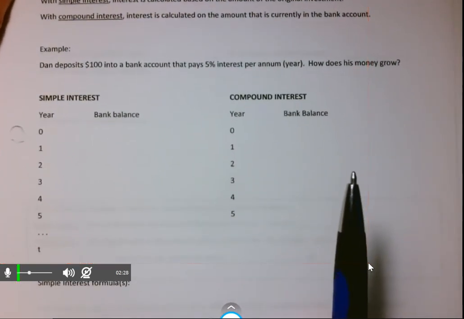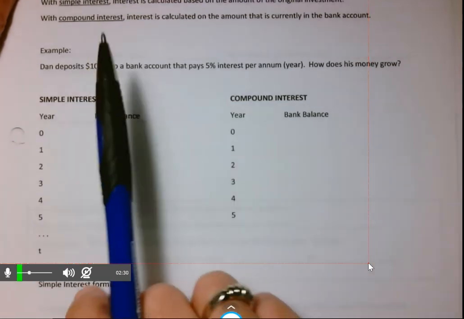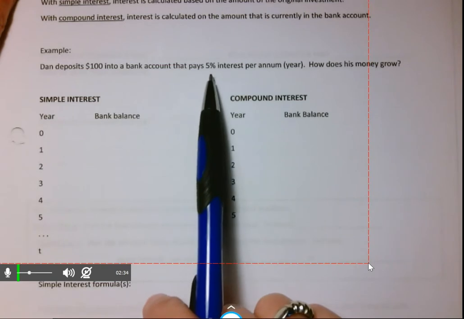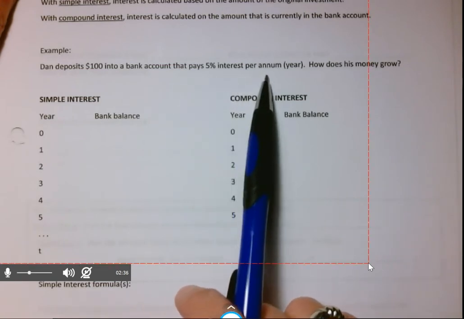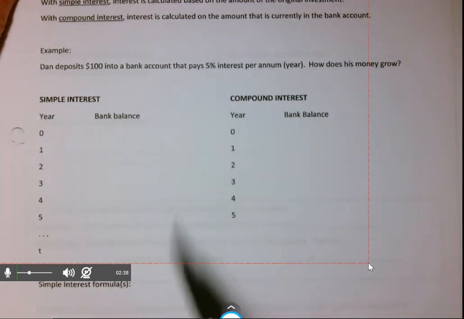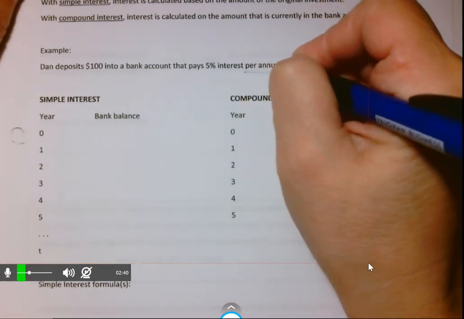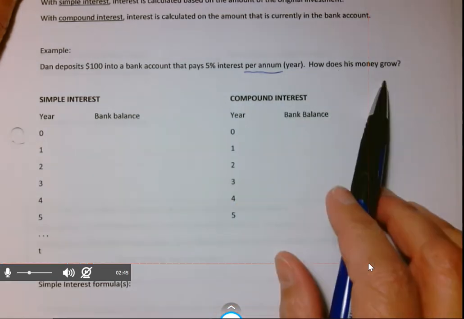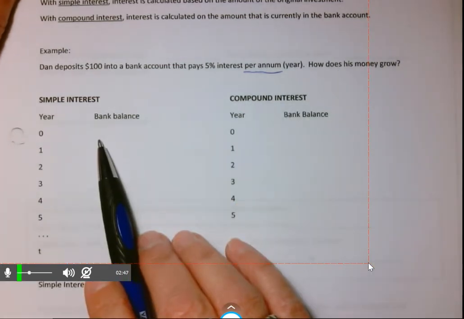Okay, so let's do a simple interest example. Dan deposits $100 into a bank account that pays 5% interest per annum. The word annum means year. So every year, Dan's going to get 5% interest. So how does his money grow? Let's look at the simple interest example.